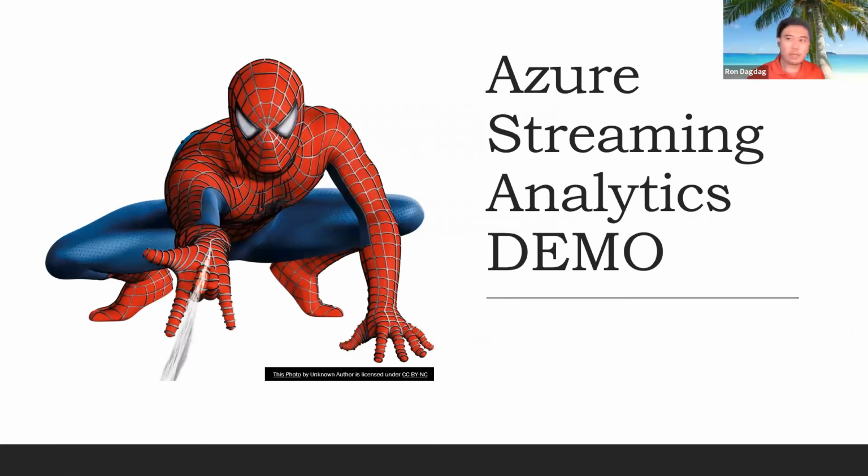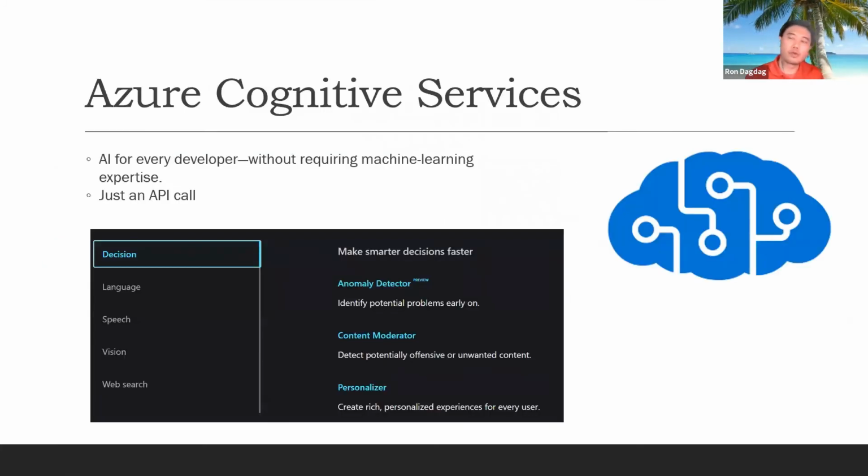So I'm going to skip on this demo. I'm going to focus more on Azure Cognitive Services. Azure Cognitive Services allows us to add machine learning models or add AI for us developers that do not have a machine learning background or are just not a data scientist. And at the end of the day, it's just an API call, just like any API call we have for other systems, right?